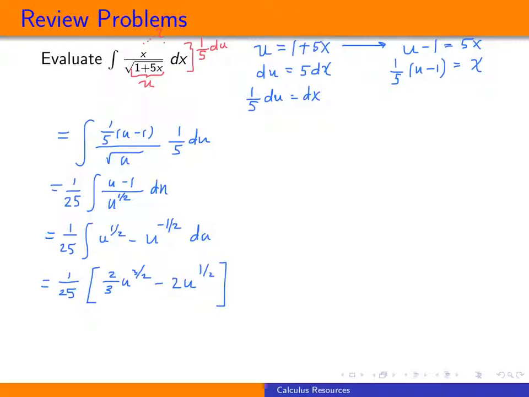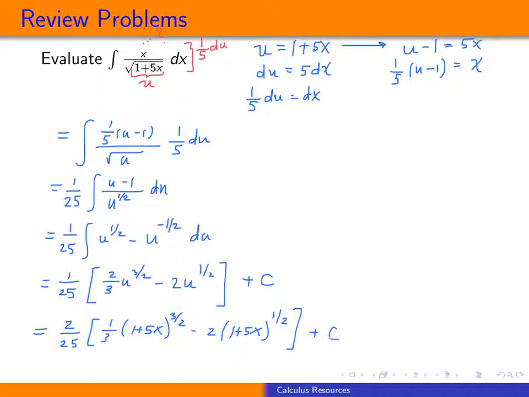And with an indefinite integral, we must always include our plus c. For a u substitution with an indefinite integral, our last step is going to be to resubstitute back in. But notice both terms have a 2. I'm going to pull that 2 out front, so we have 2/25. Then inside we're left with 1/3 times the quantity u to the 3/2, where u is 1 plus 5x, minus 2 times, once again, replace that u with 1 plus 5x, to the 1/2. And we have the desired solution.